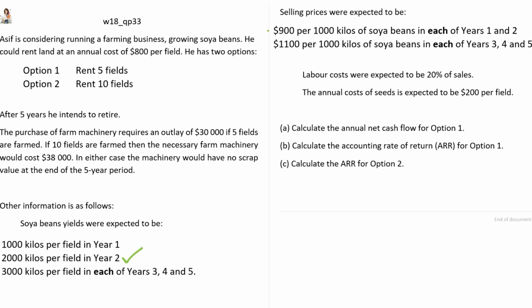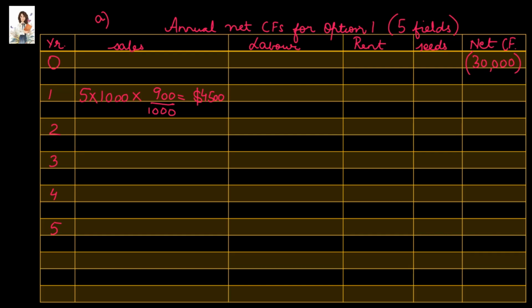In year 2, the yield is 2000 kilos per field and the selling price remains $900 per 1000 kilos. Therefore, sales for year 2 will be 5 fields into 2000 kilos per field multiplied by $900 for 1000 kilos. That gives us a sales value of $9,000.